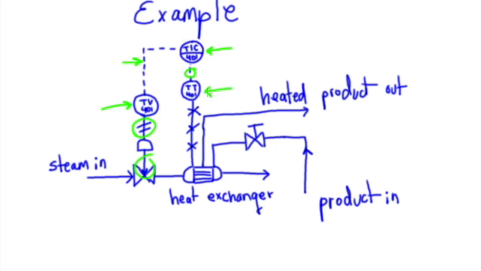So it receives the temperature from the heat exchanger. It then changes the signal, and it goes all the way to control the steam in. Then this heat exchanger has an outlet that is just the heated product, and it has another inlet of product, but this one just has a regular valve.